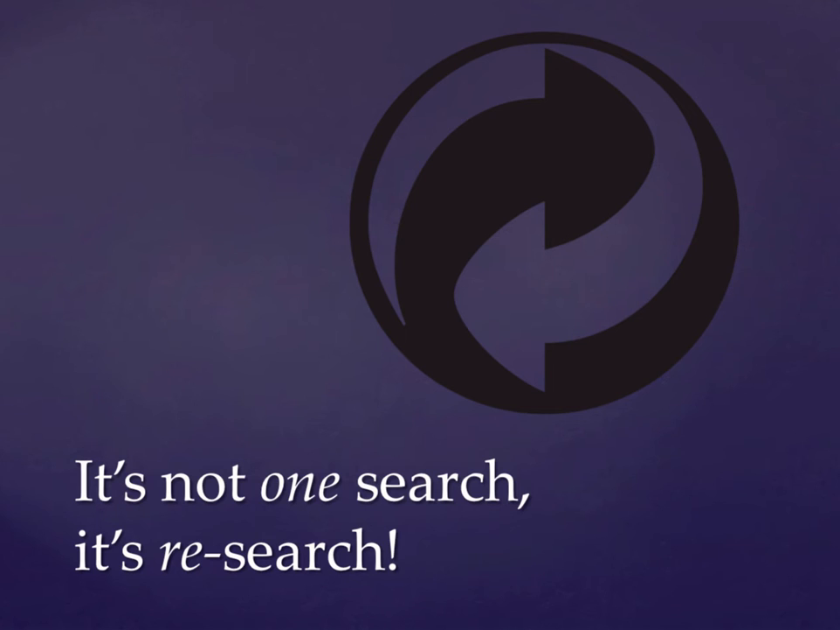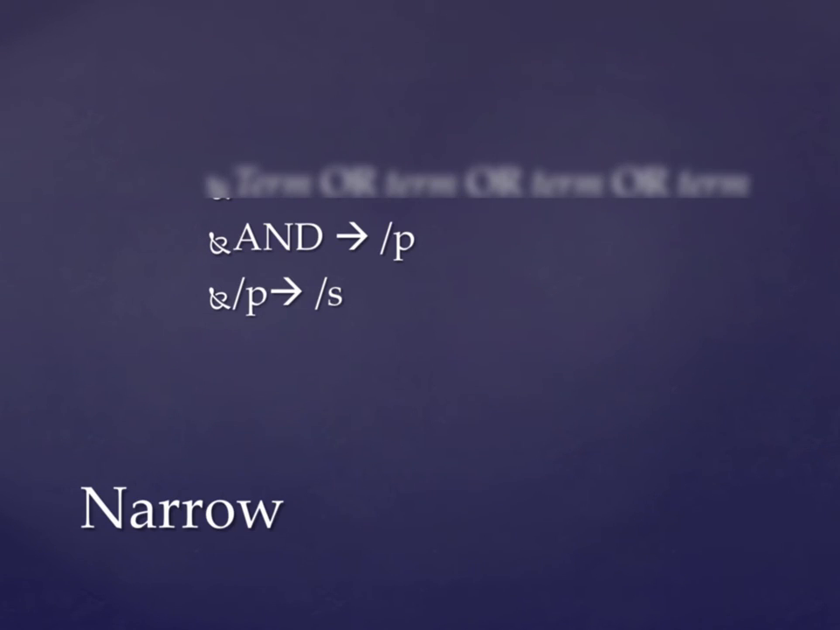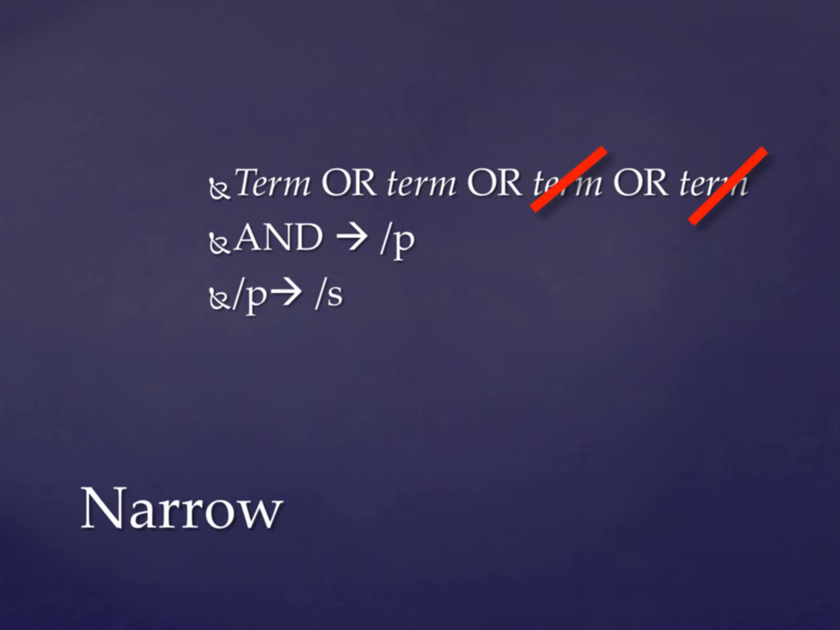In revising your search, keep in mind that if you get too few results, you may need to broaden your search. You could broaden your search by adding more alternative terms connected by OR, or by changing proximity connectors to AND. In contrast, if you need to narrow your search, you could change AND to /p or even /s. You could also take away some of the terms that you have connected with an OR.